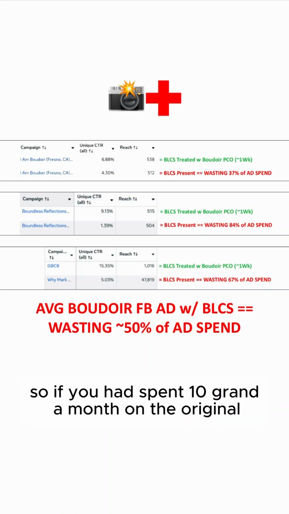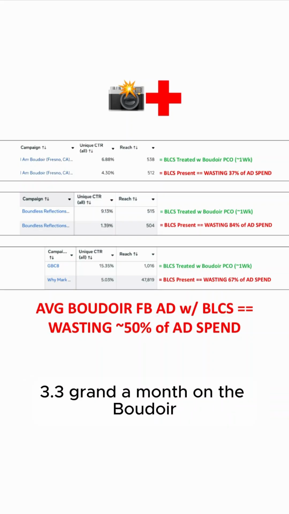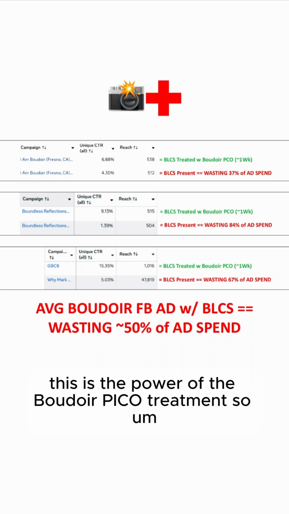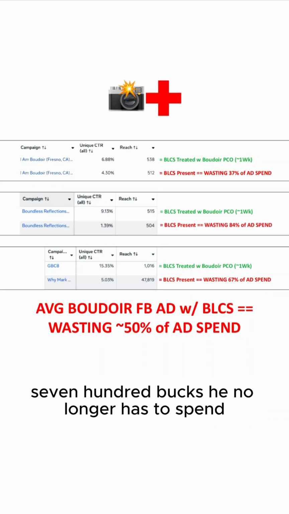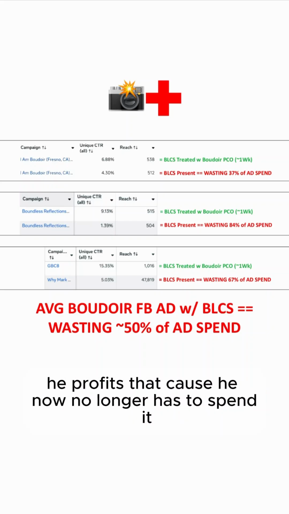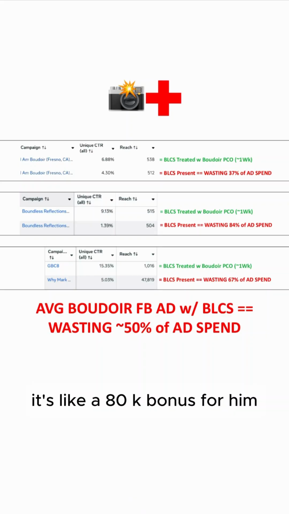So if he had spent 10 grand a month on the original Boudoir Facebook ad, now he only needs to spend 3.3 grand a month on the Boudoir Pico treated ad in order to get it into the same number of women's brains. This is the power of the Boudoir Pico treatment. And that difference, $6,700, he no longer has to spend, he pockets it. Phantom profit, Boudoir Pico profit. Every single month he profits that because he now no longer has to spend it. And at the end of 12 months, it's like an 80K bonus for him.